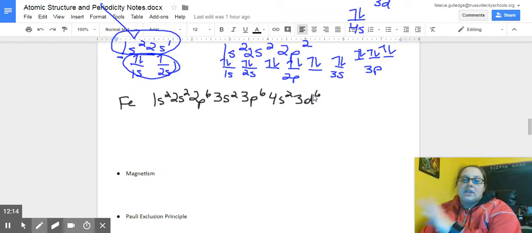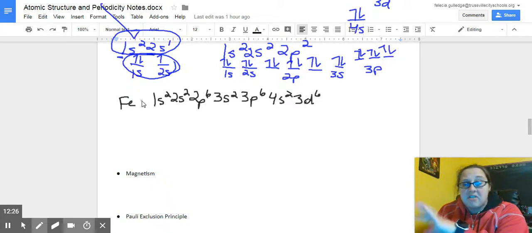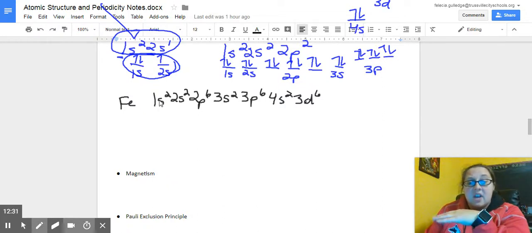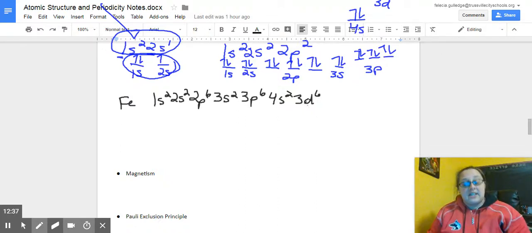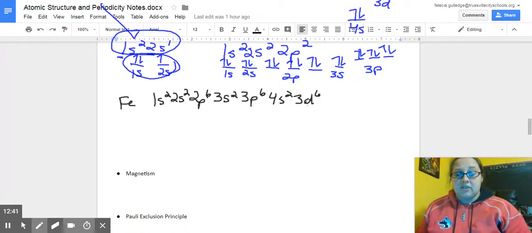Now, not only do we have to do electron configurations for just neutral atoms, all right? So iron here, you see that's not an ion. It's just the neutral iron at its ground state. Nothing's happening. No electrons are jumping energy levels or doing any of that stuff. So all of these electrons here are what we call in the ground state. And we talked about in the last video, ground state just means at its lowest level, and they're not jumping energy levels, okay?